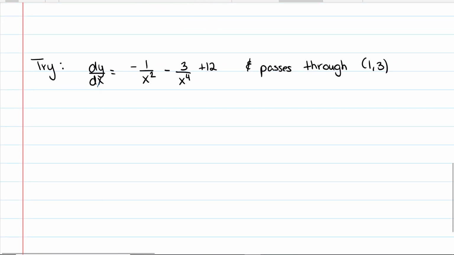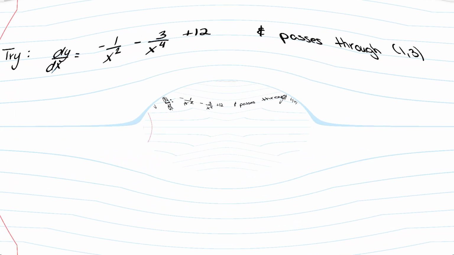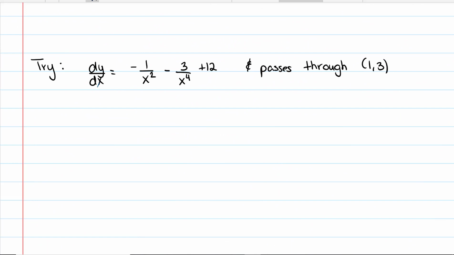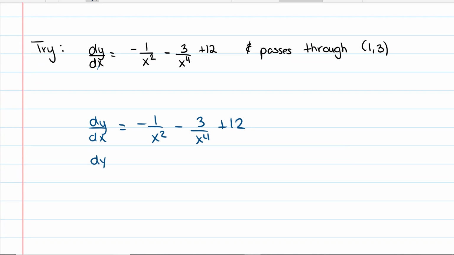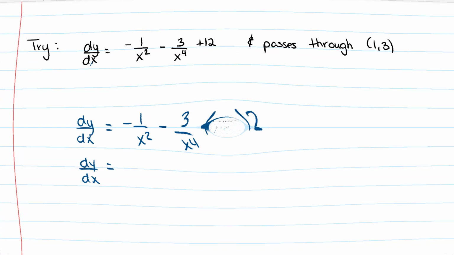So what I want you to try now is another one. I want you to try to determine the particular solution of dy/dx equals negative 1 over x squared minus 3 over x to the 4th plus 12 and passes through the point (1, 3). So here we go. dy/dx is equal to negative 1 over x squared minus 3 over x to the 4th plus 12. I recommend writing this with negative exponents to make the integrating easier.